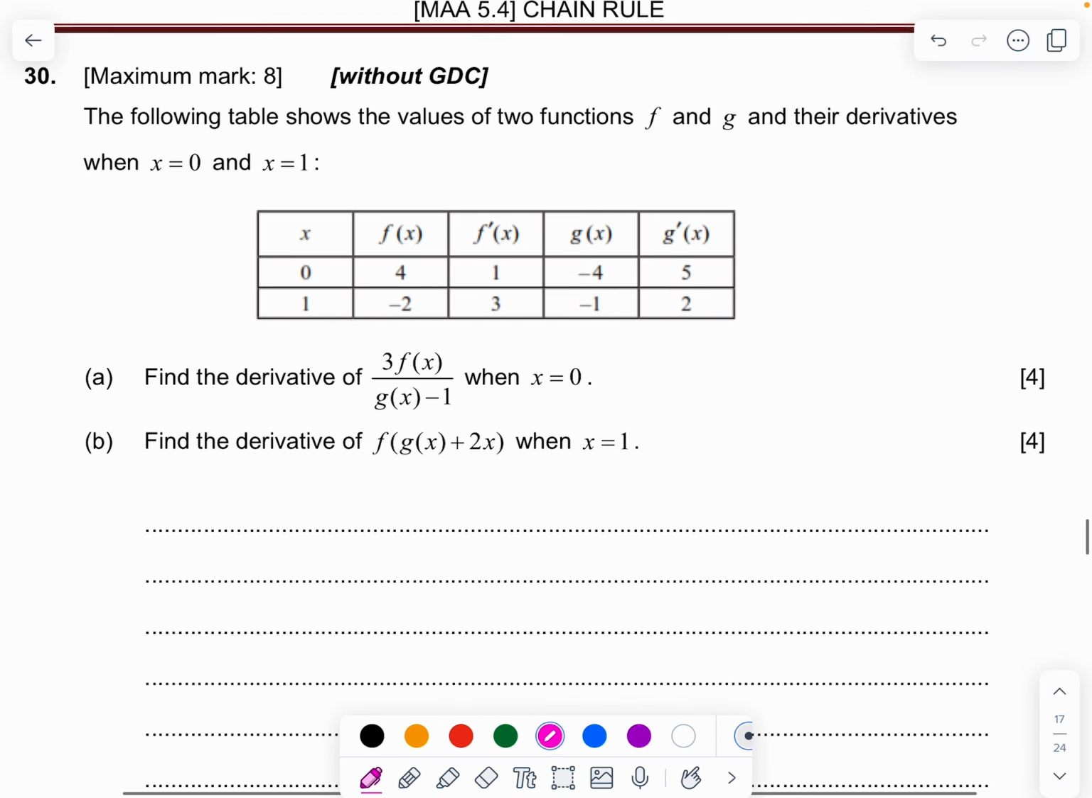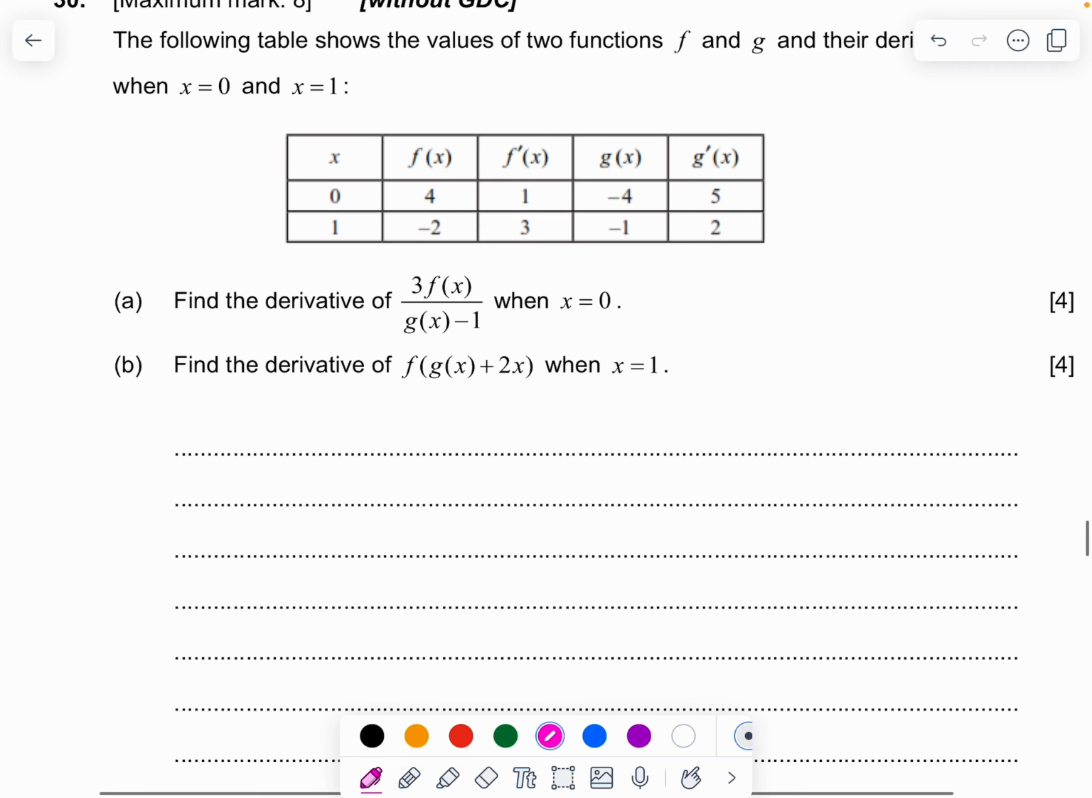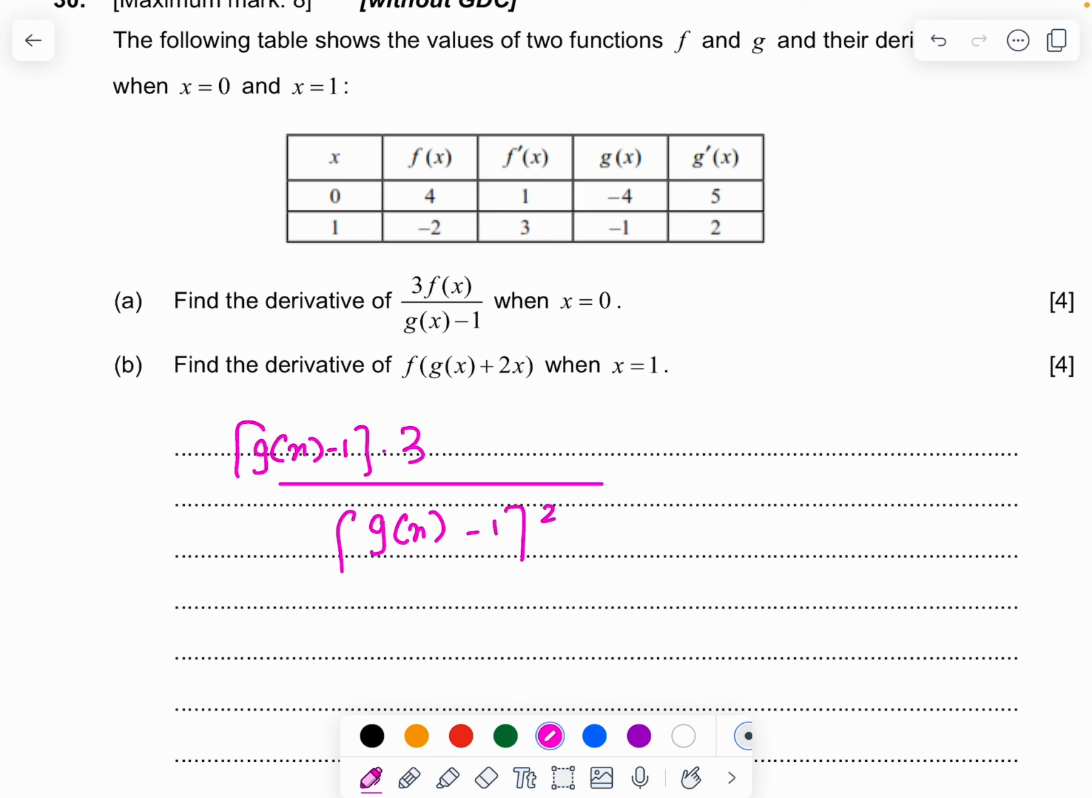Next, question number 30. Find the derivative of this one. So it becomes 3 f prime of x divided by, now this is the quotient rule, so we cannot directly write like that. So use the quotient rule for finding the derivative. g of x minus 1 whole square, then g of x minus 1 times 3 f prime x. Next, 3 f of x will remain as it is, and the derivative is g prime x.